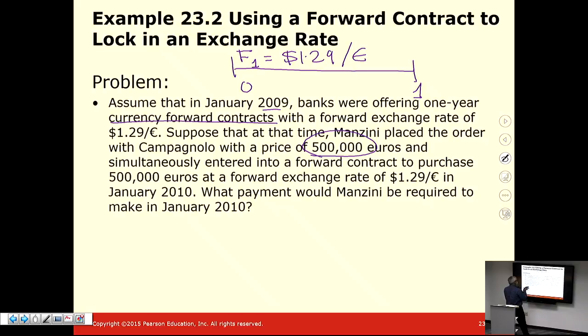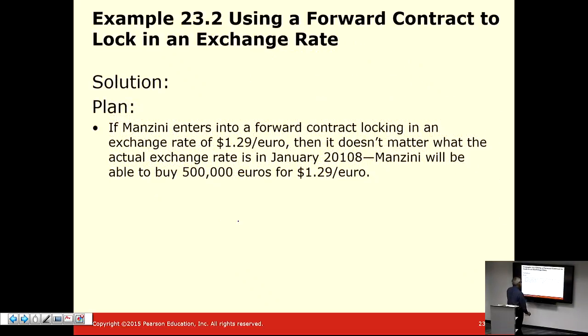So what Manzini would do, once they placed the order that had a price tag of 500,000 euros, is simultaneously, and this is the key, enter into a forward contract to purchase euros in exchange for dollars at this rate. So what would be the payment required a year from now in 2010?